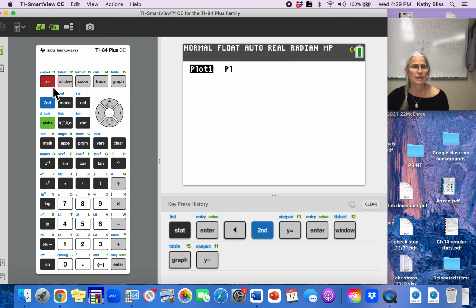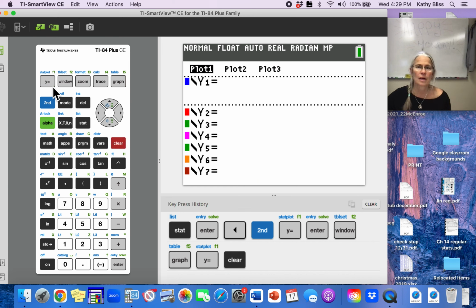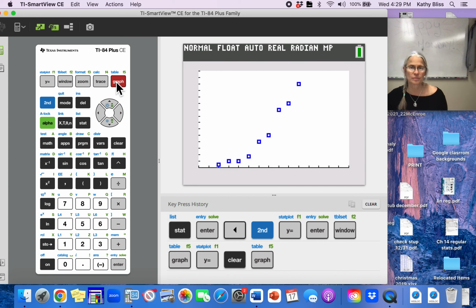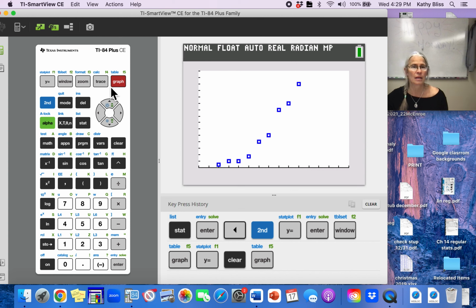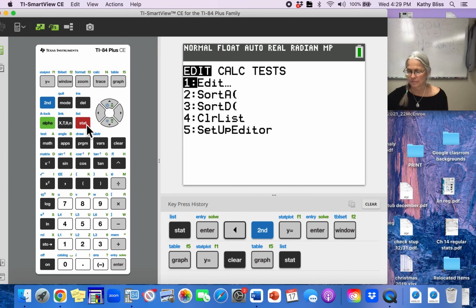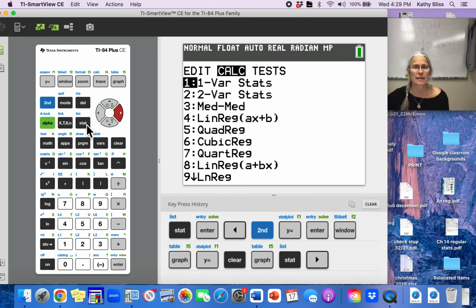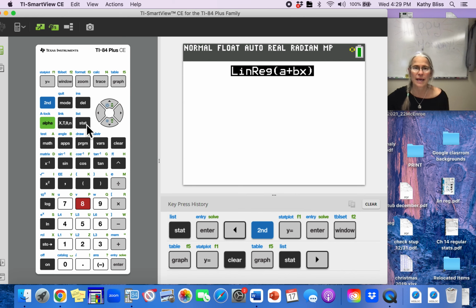Sorry, let me get rid of that. So then I can look at the graph. And when I look at this data, it doesn't look too linear, but I can still fit a linear model on it. So this is also review. I go to stat and calculate and linear regression. We're going to go to number 8.